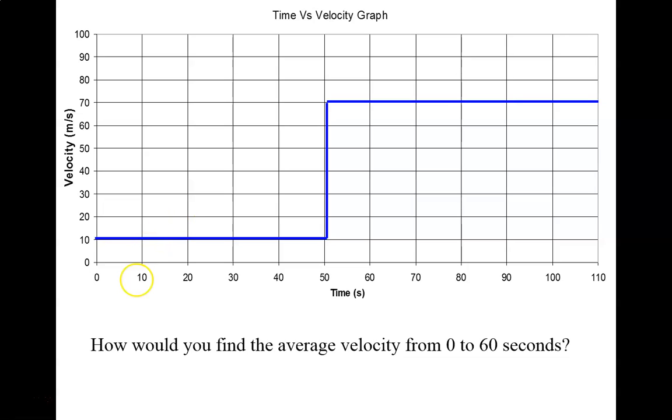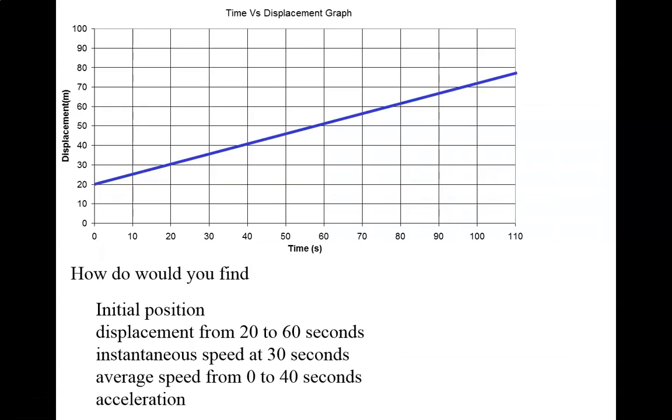Okay, so analyzing some of these velocity versus time graphs and displacement versus time graphs. Let's skip that one. How would I find the initial position? You're going to be given graphs, and you're going to be expected to find these things about the graph. So what's the initial position? The displacement from 20 to 60 seconds, instantaneous speed at 30 seconds, the average speed from 0 to 40 seconds, and the acceleration. I'm not going to work all the numbers on this. I'm just going to go over what you would do.